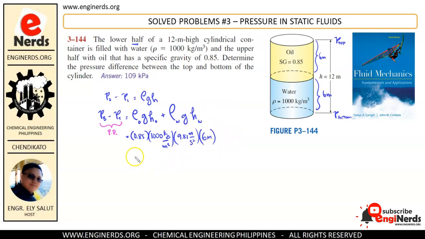Then, we will add ang ating density of water, which is 1,000 kg per cubic meter, times the acceleration due to gravity, times the height of the water. So, having this equation right here, our answer will be in Newton per square meter, diba? And we know that Newton per square meter is equal to Pascal. But since ang required natin is to express our answer in kilopascal, we better convert our given values here into kilopascal para yung makuha na natin is yung right answer.